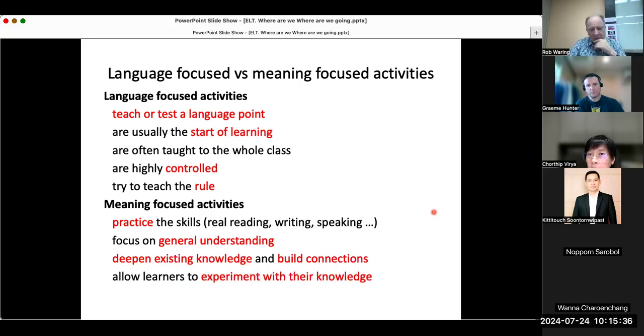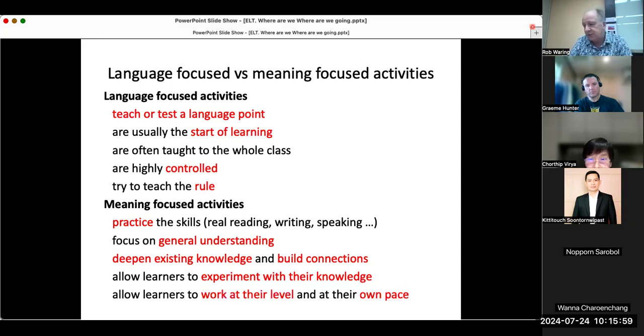And this allows students to experiment with their knowledge by giving them meaning-focused activities. They therefore can use the activity to experiment with their knowledge. They can try out something they've learned. So maybe they learned a word in class, and now they're going to try it out and experiment with that knowledge themselves. And it allows students to work at their own pace because they're dealing with these things at their own level.